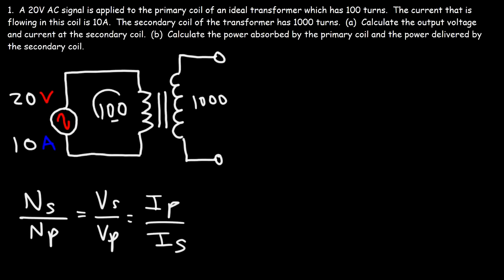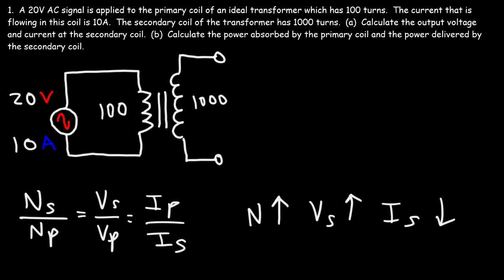As you travel from the left side to the right side, notice that the number of turns increases by a factor of 10. The secondary voltage will increase by a factor of 10 relative to the primary voltage. However, the secondary current will decrease by a factor of 10. This is known as a step-up transformer because it increases the voltage.